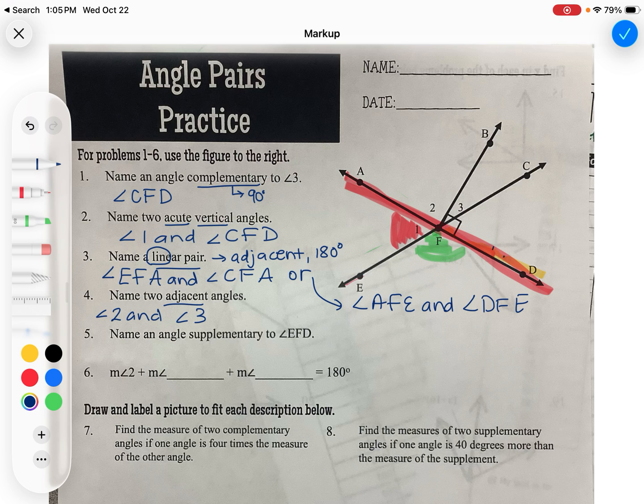Name an angle supplementary to EFD. That means it has to add up to 180 degrees. Well, let's identify where EFD is first. Let me highlight it, EFD. Okay, it has to add up to 180 degrees. Well, I know if they make a line, they're going to add up to 180. So if I focus on this line, this can be my guy. Or if I focus on this line, angle 1 could be my guy, right? So I could say angle 1 or angle CFD.